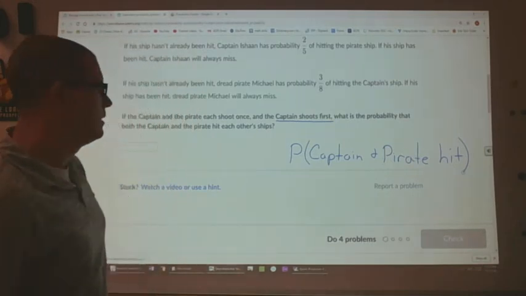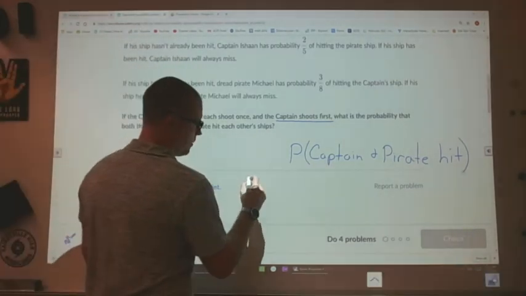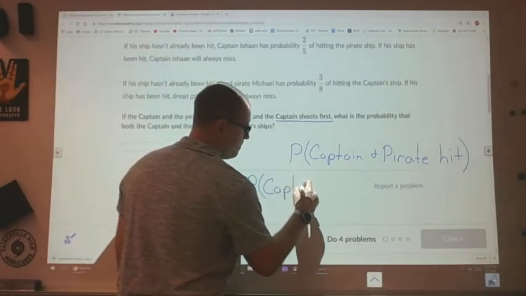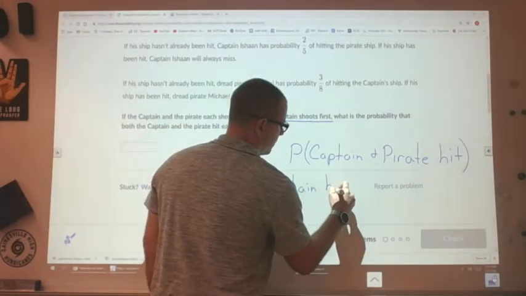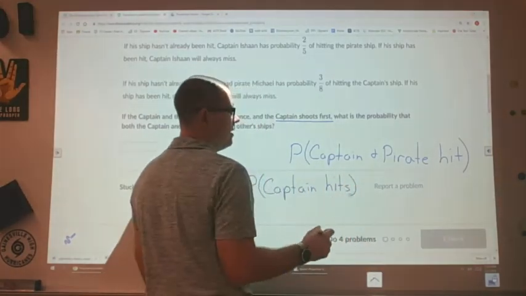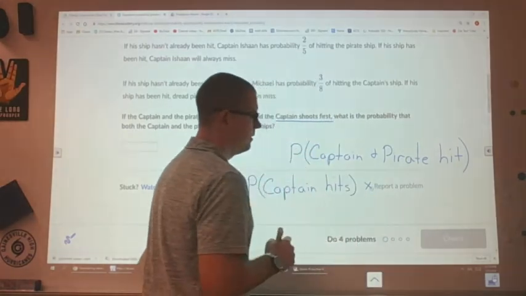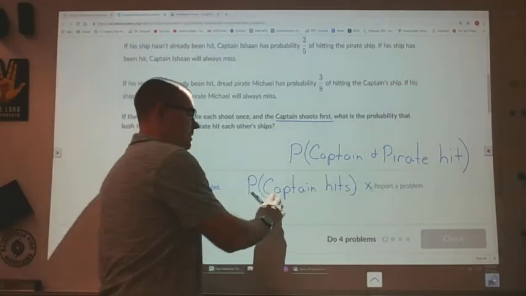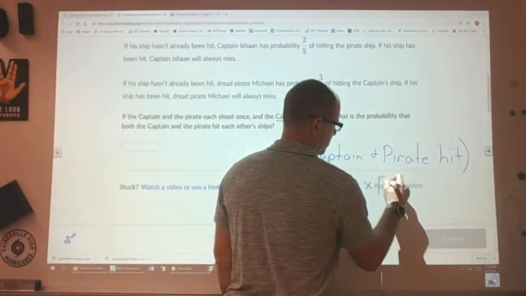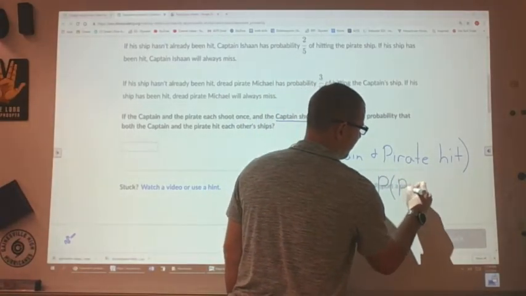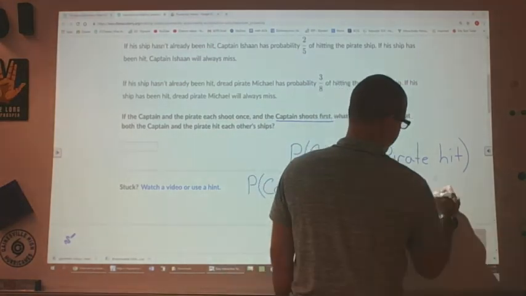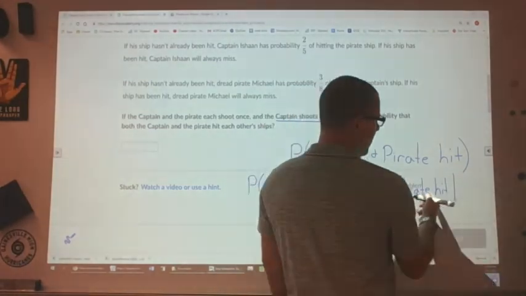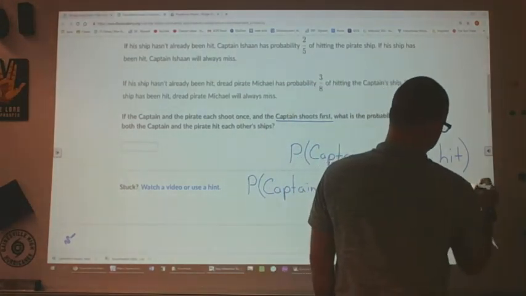Okay. So we need to figure out the probability that the captain hits. And we're going to multiply that by the probability that the pirate hits given that the captain hit. So the probability that the pirate hit, given, that little vertical line is a given, the pirate hit given that the captain hit.